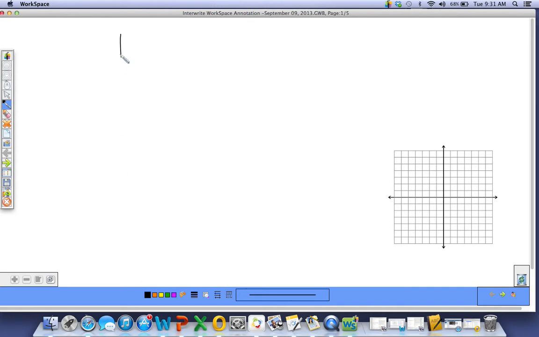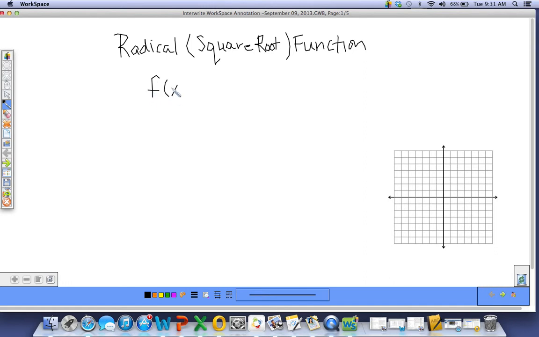This is what we call the radical function, or better known to some of you as the square root. All right, the parent function is going to be f of x equals the square root of x.